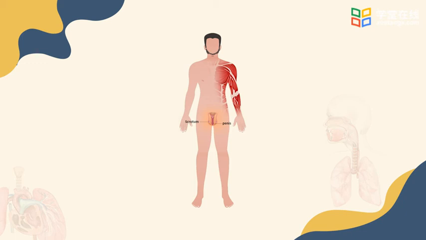Testosterone also stimulates erythropoiesis, giving men a higher red blood cell count and hemoglobin than women. However, the most important role of testosterone in male reproduction is to initiate and maintain spermatogenesis.